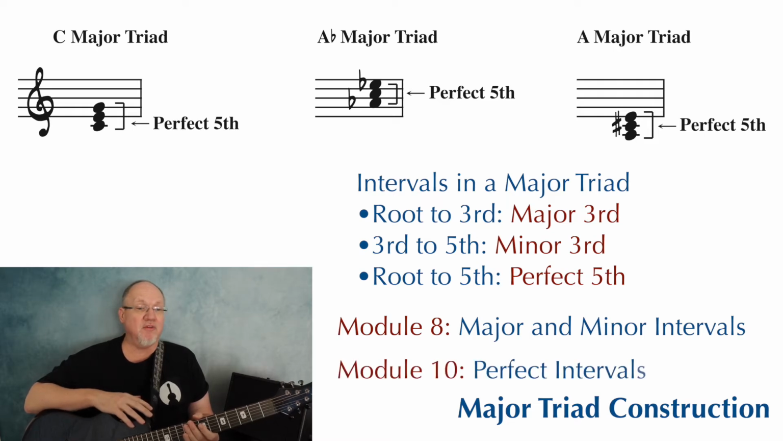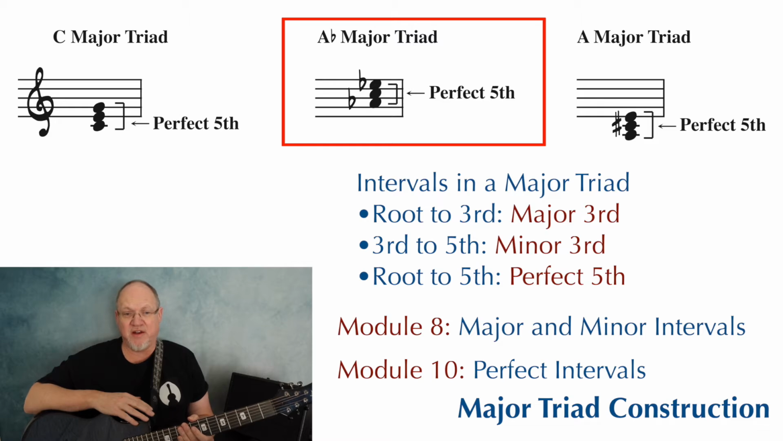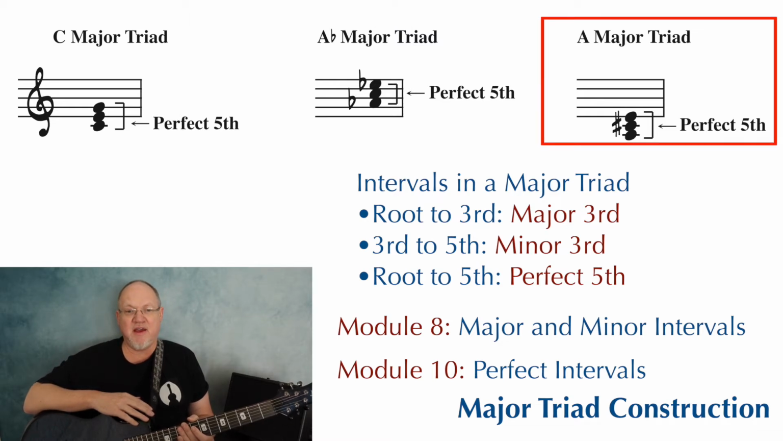Let's look at some examples. We have a C major triad, C, E, G. C going up to G is a perfect fifth. An A flat major triad, A flat, C, E flat. A flat going up to E flat is a perfect fifth. And an A major triad, A, C sharp, E. A going up to E is a perfect fifth.